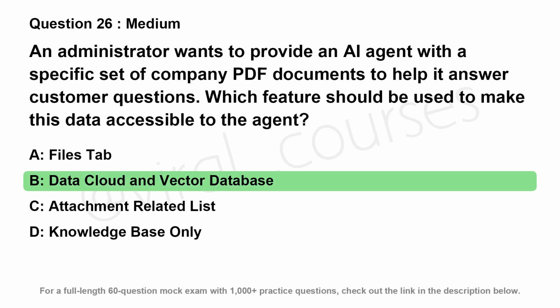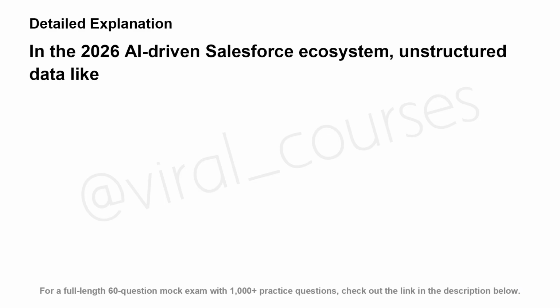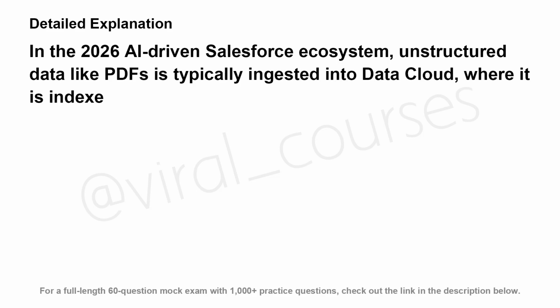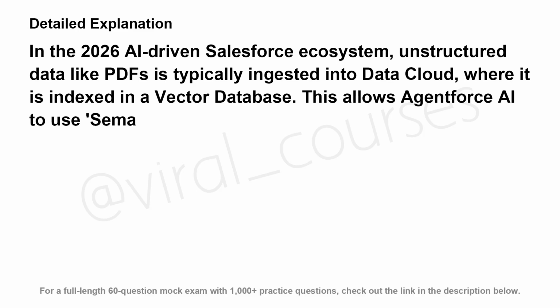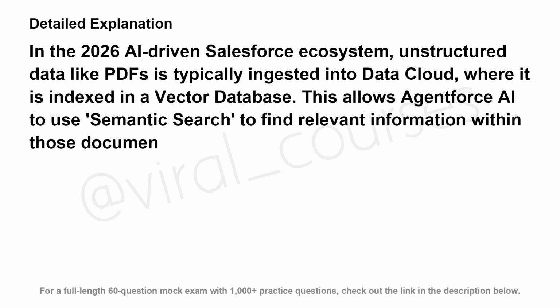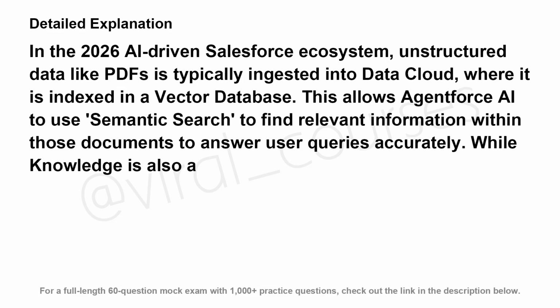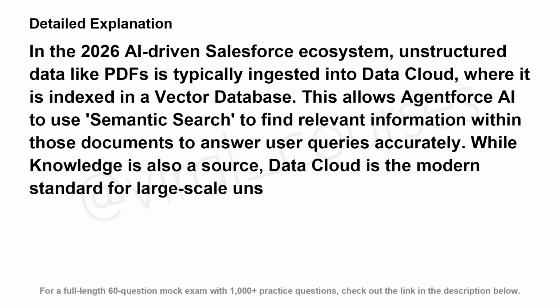The correct answer is B. In the 2026 AI-driven Salesforce ecosystem, unstructured data like PDFs is typically ingested into Data Cloud, where it is indexed in a vector database. This allows Agentforce AI to use semantic search to find relevant information within those documents to answer user queries accurately. While Knowledge is also a source, Data Cloud is the modern standard for large-scale unstructured data grounding.